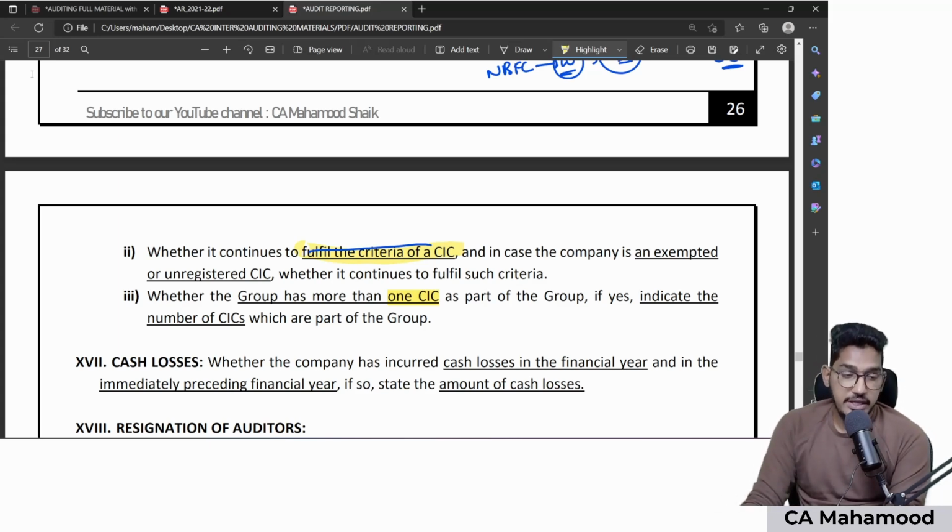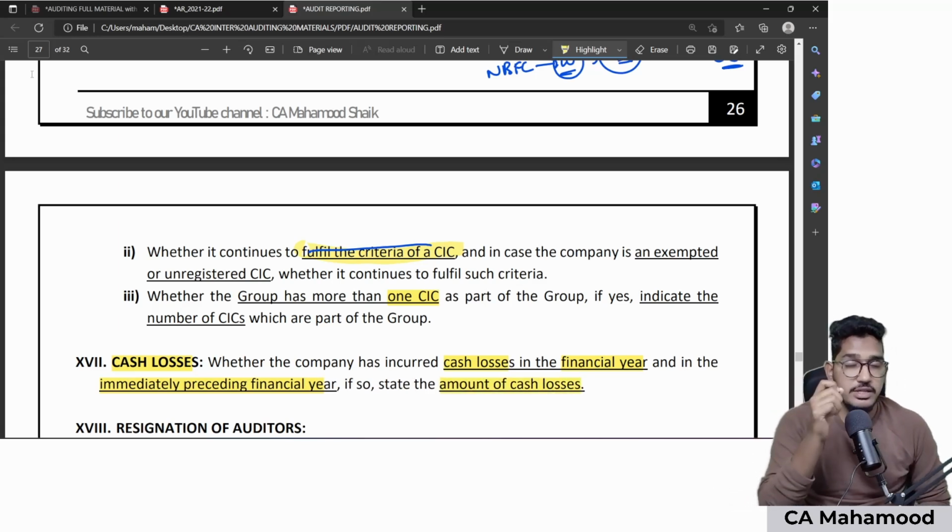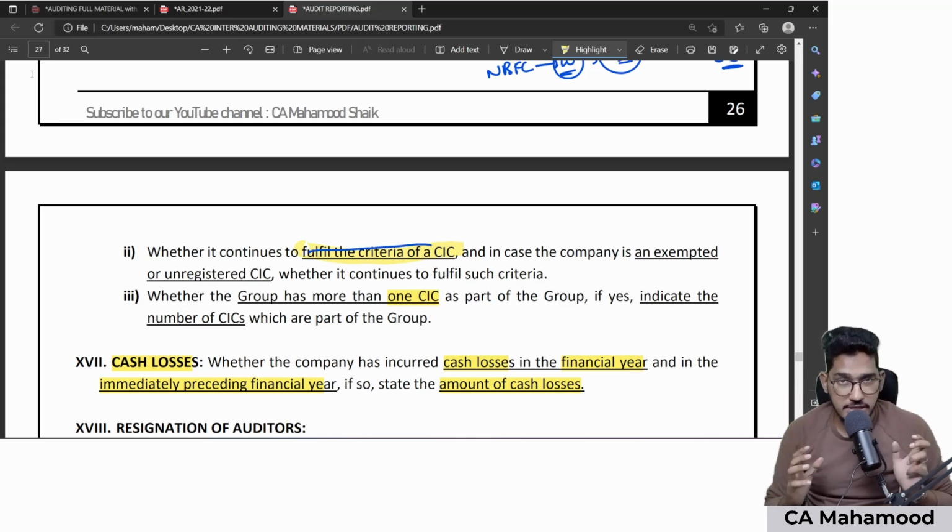Finally, 17th point, cash losses. Whether your client company has made cash losses in the current financial year as well as the immediately preceding financial year. If yes, the amount of cash losses is required to be reported. Did your client company make any cash loss? See, don't confuse cash loss with loss as per statement of P&L.